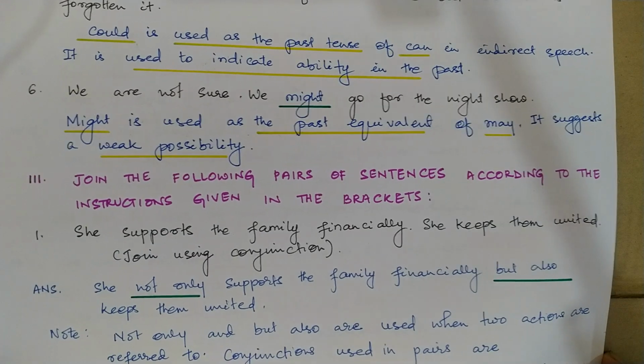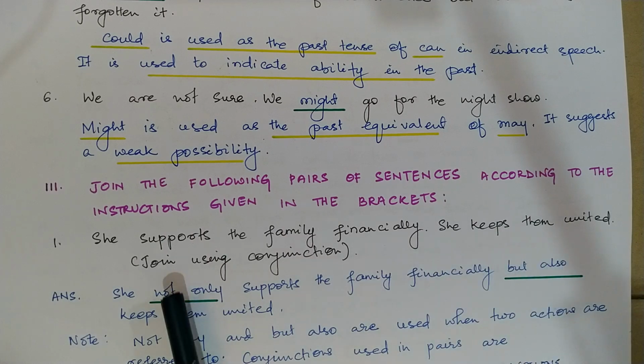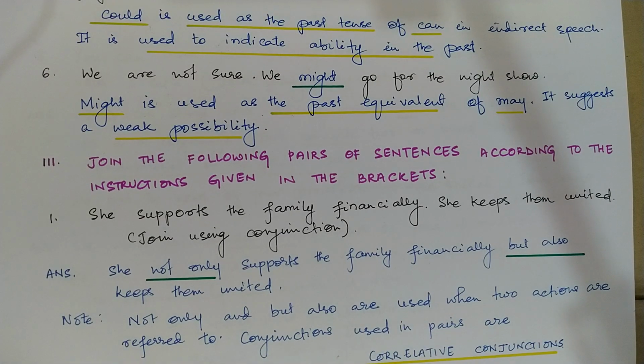Number 1. She supports the family financially. She keeps them united. Join using conjunctions. Conjunctions are joining words which join two pairs of sentences. She not only supports the family financially but also keeps them united. Now thing to note here is not only and but also are used when two actions are referred to.